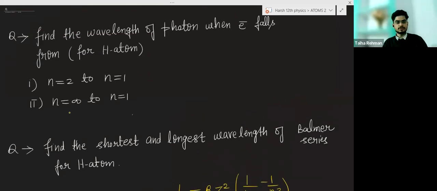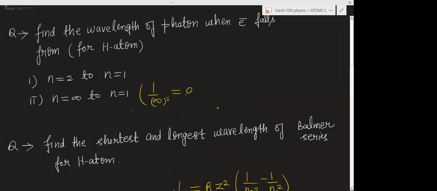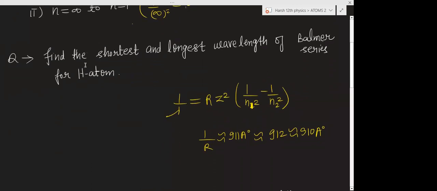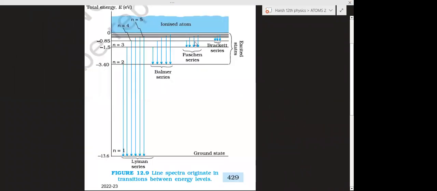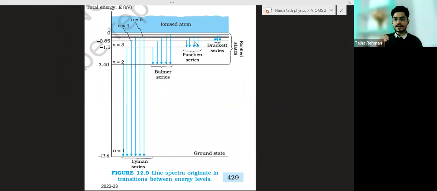Second question: from infinity to n, and here in this you will get 1 by infinity square, and 1 by infinity square is 0. For this question we first have to read the spectral series. This is very easy. The Lyman, Balmer, Paschen, Brackett series.